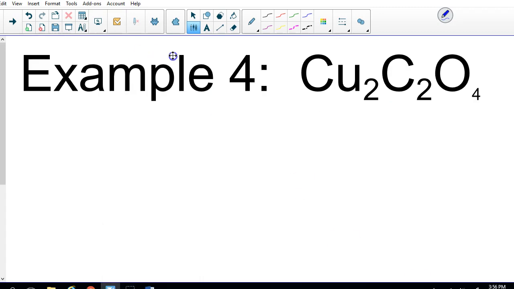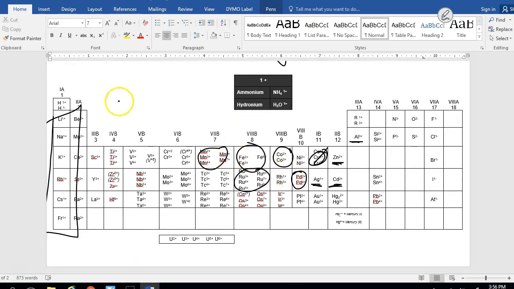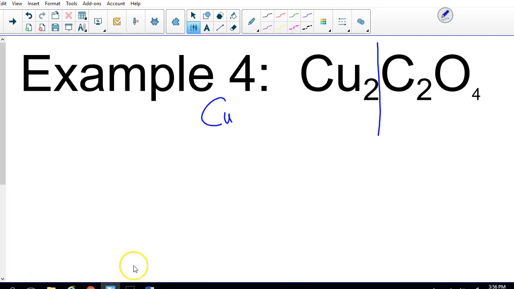Example four. Always split. Where are we splitting it? Right before the second capital letter in almost all cases. See if it needs Roman numerals. I'm getting ahead of myself. I was going to erase it. Copper is right here. Kind of covered it up, but it has a roommate, so it needs Roman numerals. So that means we have to do the extra work.